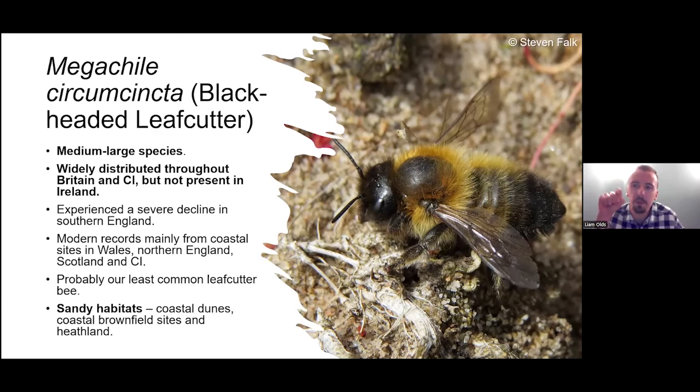And this is a species that we're really worried about. So it's undergone a really widespread decline, especially in southern England, perhaps less so elsewhere, but is really, really struggling. It is probably our least common leafcutter bee. So it's unlikely you'll come across it, but obviously there will be places where it is present. But this is one of our sandy habitat species. So this is found on coastal dunes, coastal brownfield sites, and heathland, anywhere that has quite sandy soils.